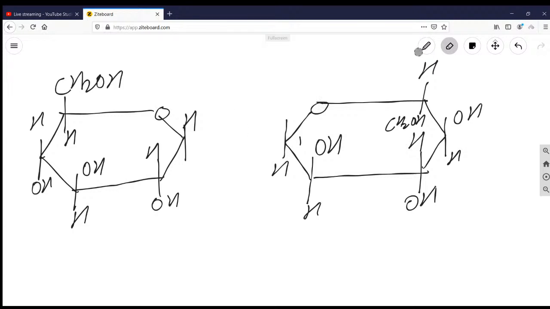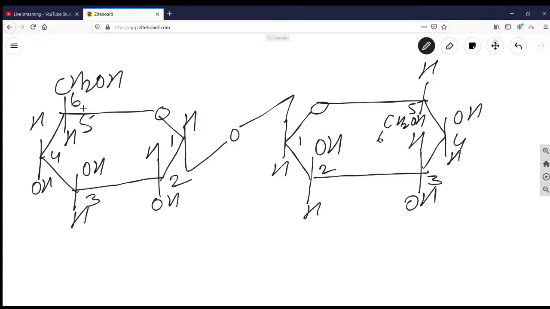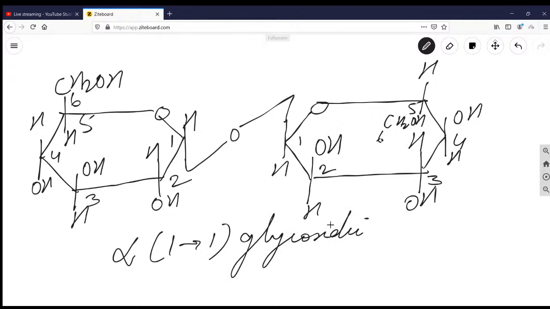Once condensation reaction happens, now this is the first carbon again, second, third, fourth, fifth, sorry, this is the fifth carbon, this is the sixth carbon, sixth, second, third, fourth, fifth, sixth. Now look at this linkage, 1 to 1, alpha 1 to 1 glycosidic bond. So both the hemiacetal carbons are locked in glycosidic bond and the fourth carbon is free this side.